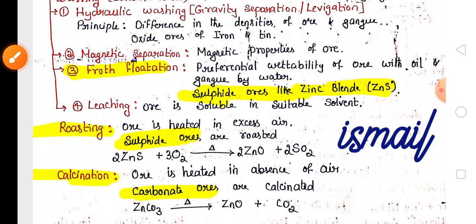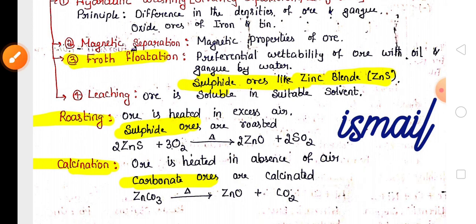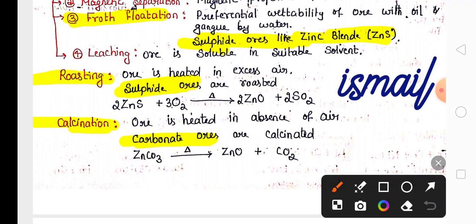Then leaching method of dressing is where the ore is soluble in a particular solvent. For example, bauxite ore is soluble in sodium hydroxide, caustic soda. So next important method of metallurgy is conversion of metal ore into oxide form. So it has two steps, roasting and calcination.